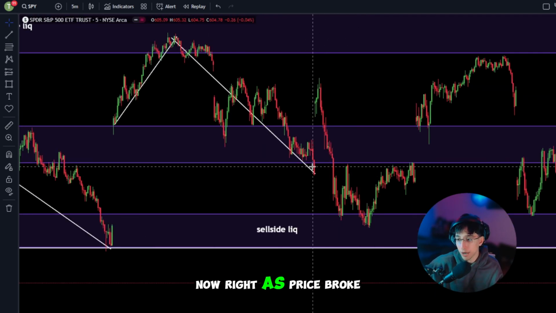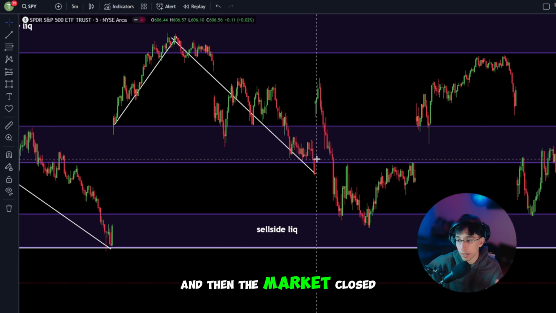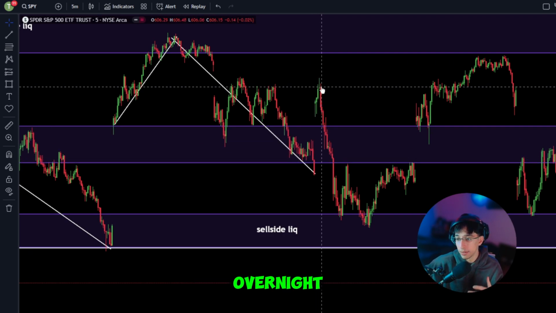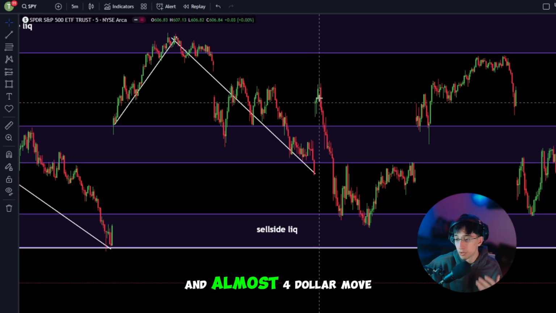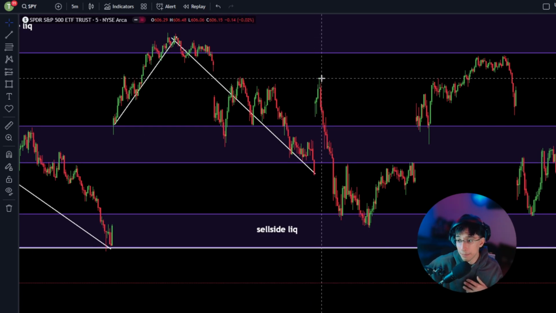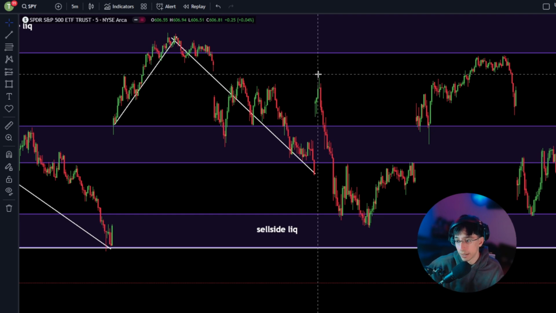Now, right as price broke this liquidity zone, guys, I actually ended up taking SPY puts, and then the market closed. Overnight, the market went all the way up to $607, an almost $4 move up. And my position ended up opening negative 60%, I believe, but I did not stop out of that trade, and I'll tell you guys why.